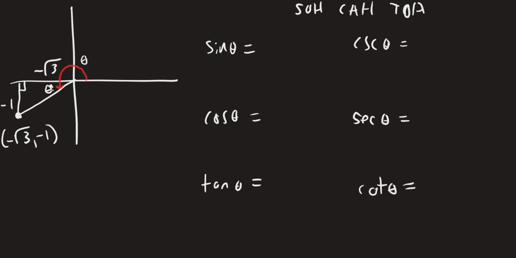Okay, so for the reference angle, if I know opposite and adjacent, that means the only one that's ready to go would be tangent. Here's opposite over adjacent. Not only should you reduce negative over negative, but you should also rationalize.